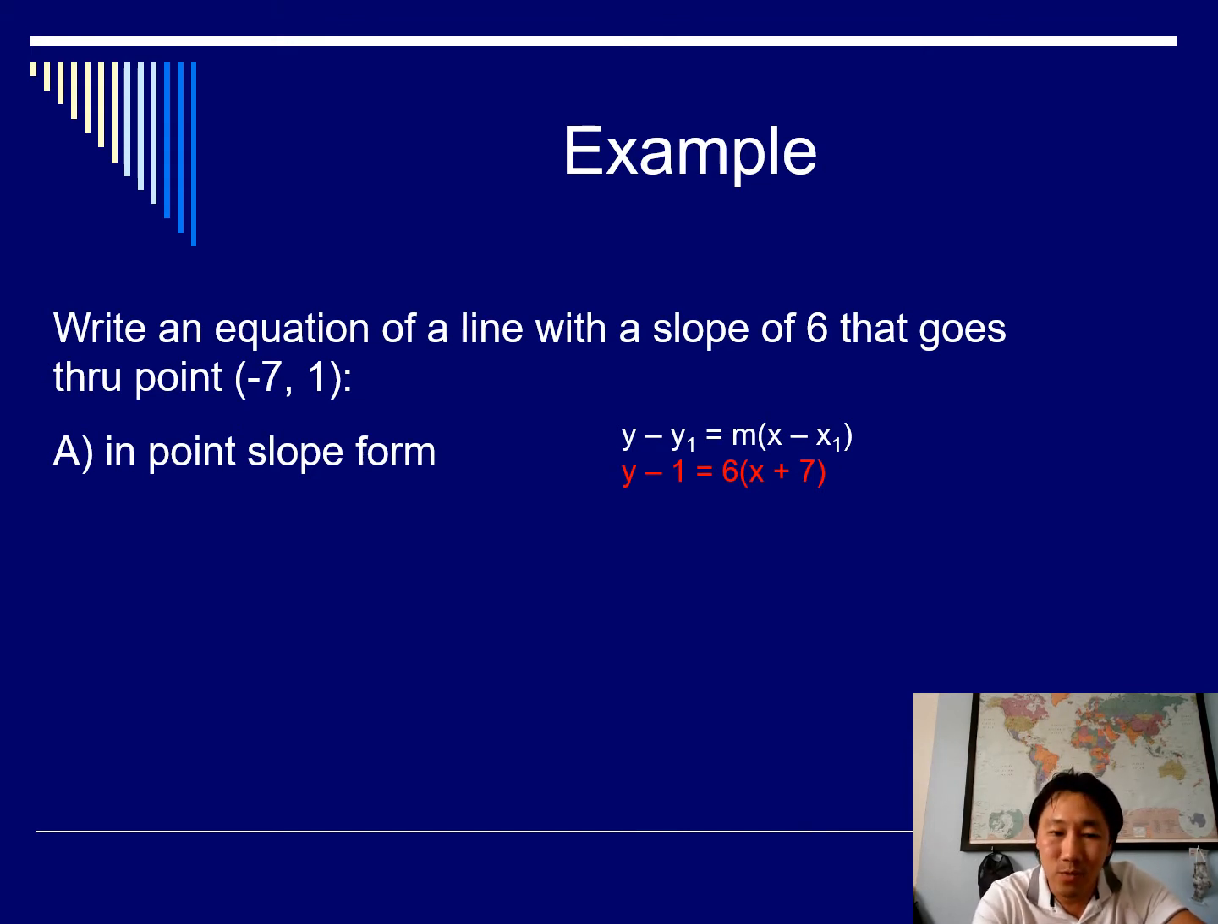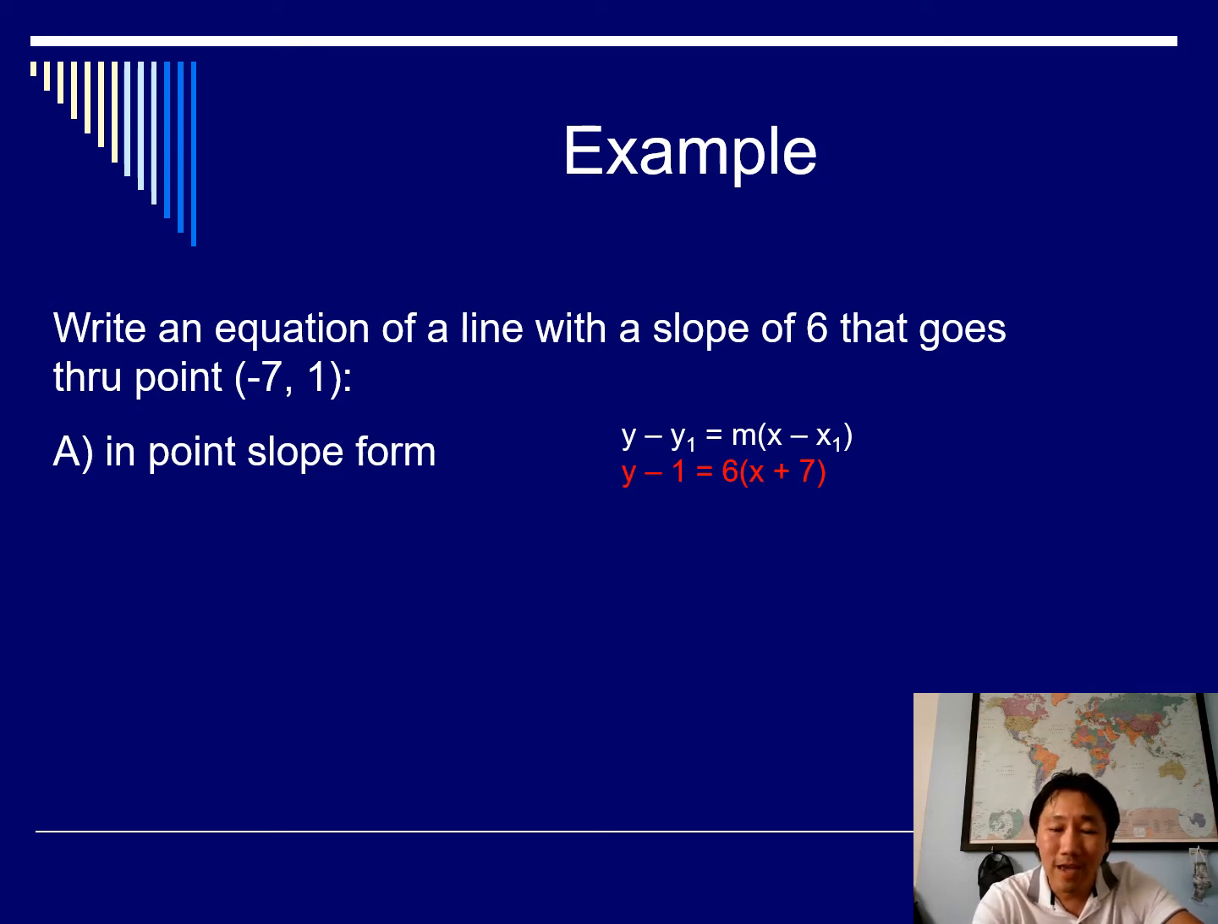Y minus 1, even though this is a positive 1, the formula had a minus already in it. And then the slope is 6, so that's why there's a 6 there. And then the x number is -7, but a negative with this negative makes it a +7. All right, again, this is review. You should have done it last year already, but there's the answer in point slope form.